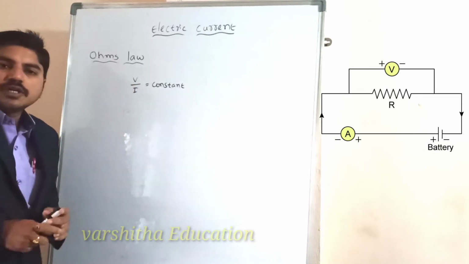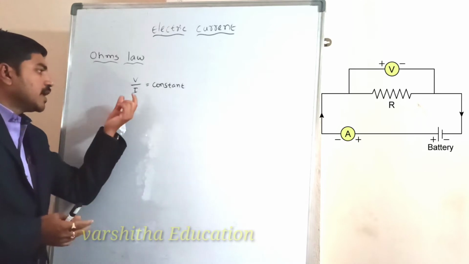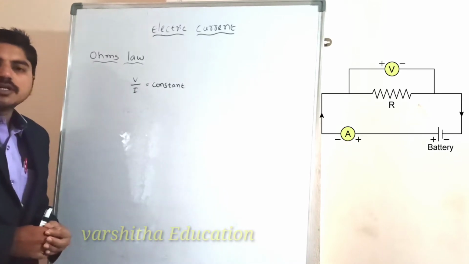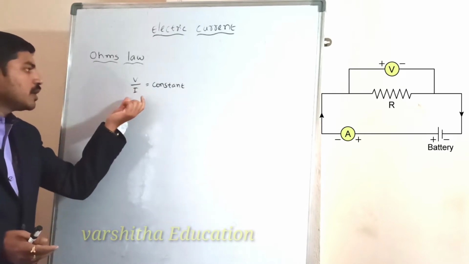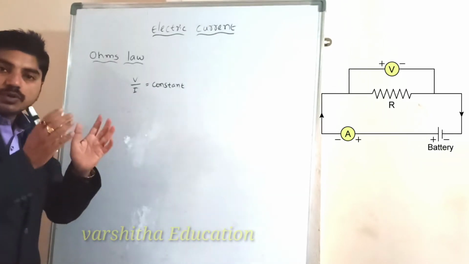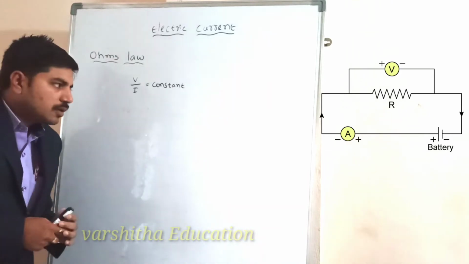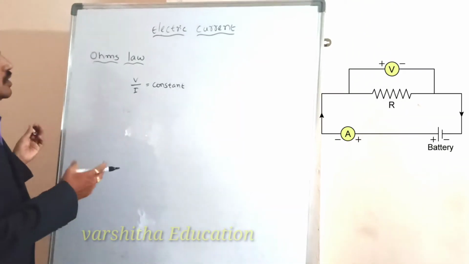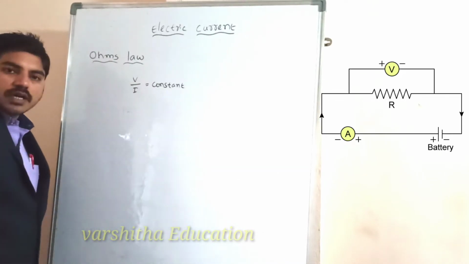V is the potential difference across the conductor, and I is the electric current passing through the conductor. So V by I is equal to a constant. We want to show this; it is the aim of Ohm's law. Then we'll go for the activity and identify what V is and what I is.